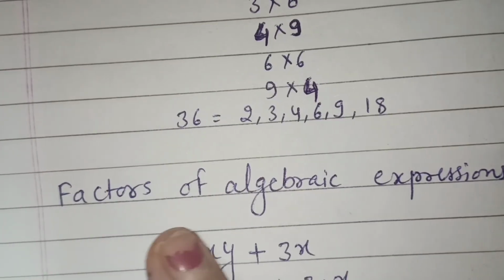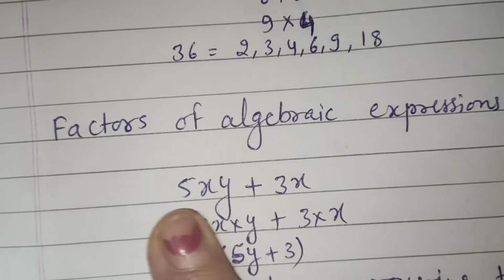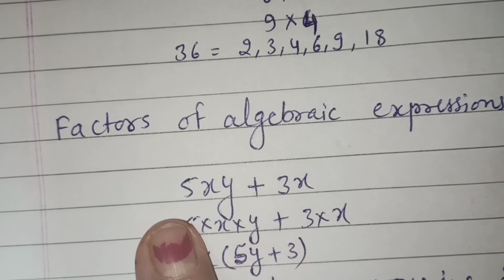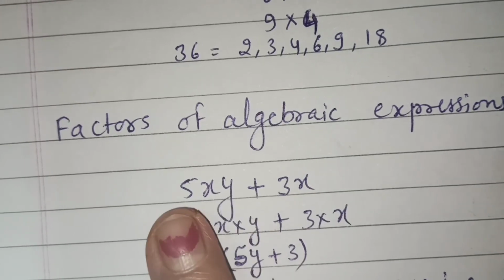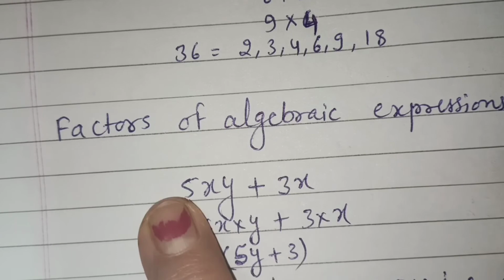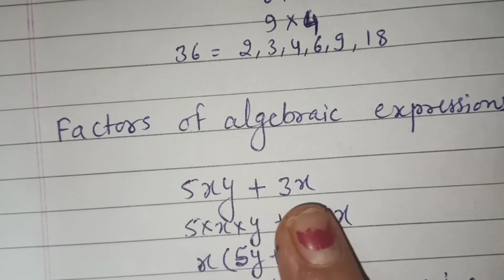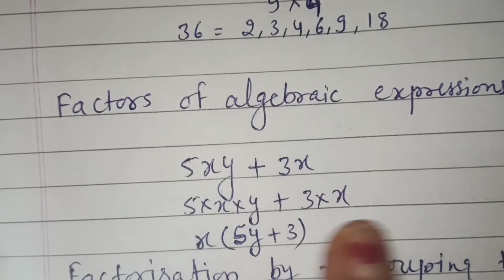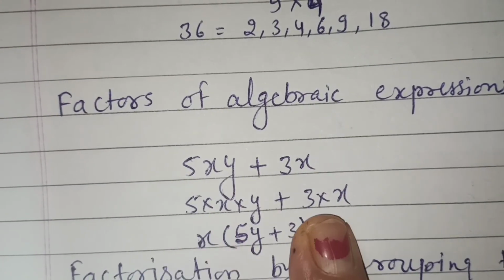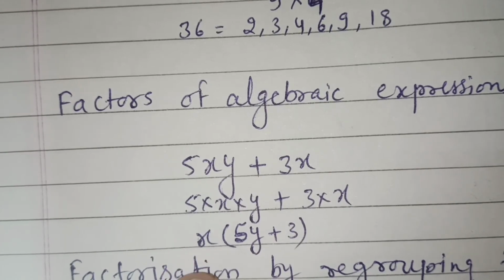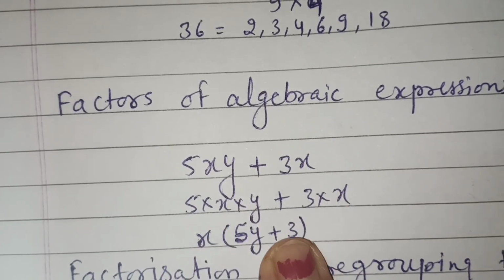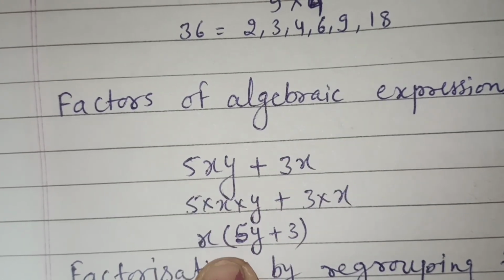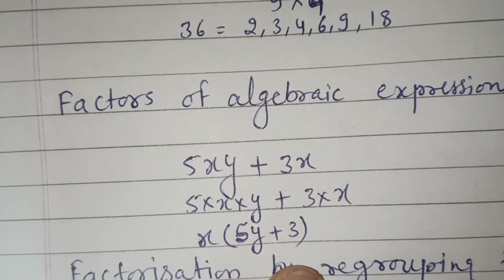Okay. Factors of an algebraic expression. Here this algebraic expression 5xy plus 3x is given. See, 5, x and y are the factors of 5xy. And here 3 and x are the factors of 3x. We see that x is common between the two. We will take x as common and 5y plus 3 is left. So the factorization of this algebraic expression is x times the bracket 5y plus 3.